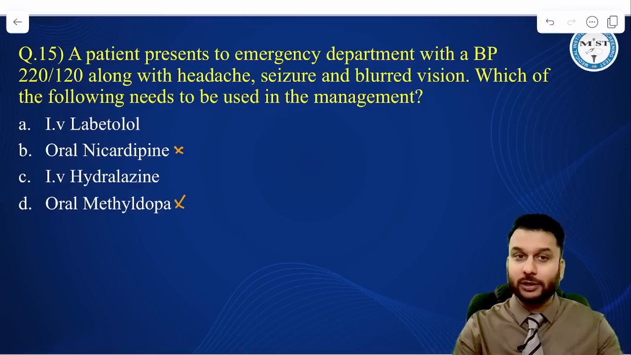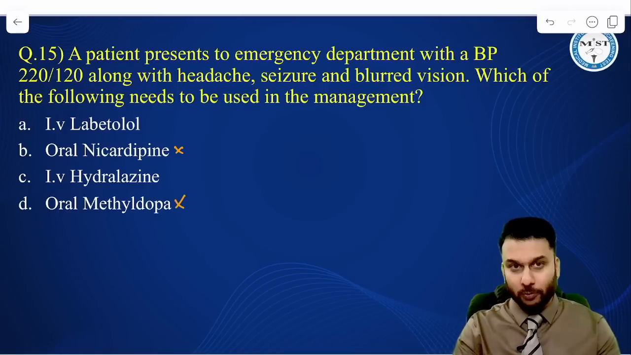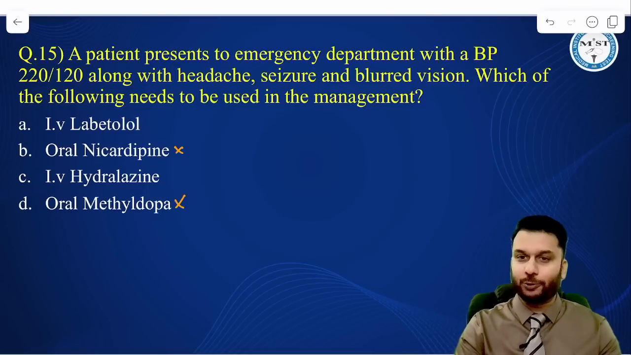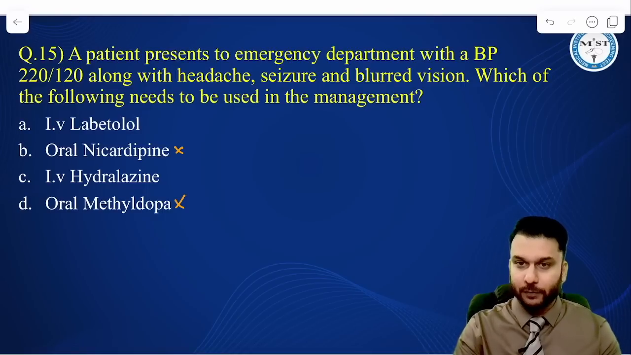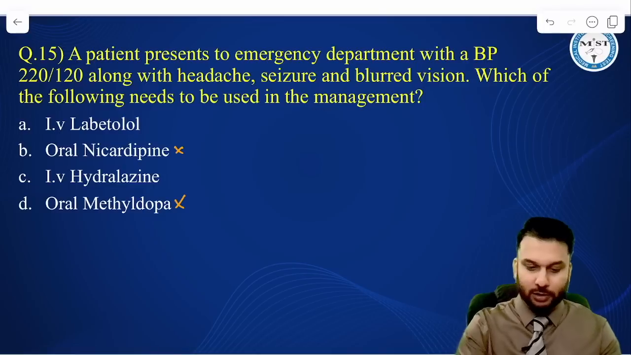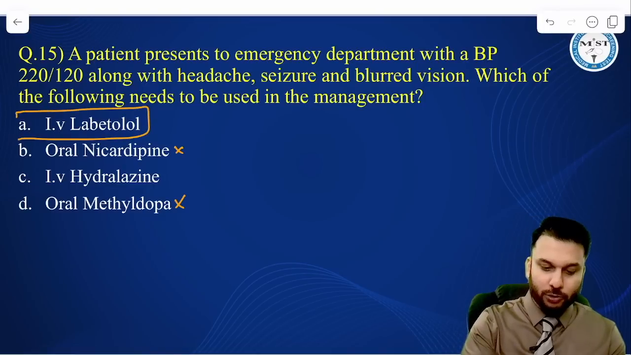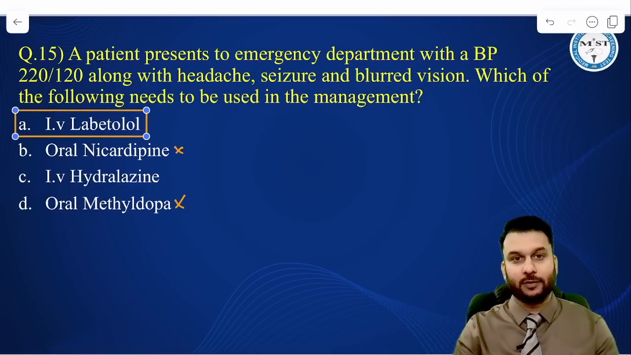But a better drug is always labetalol. If the pregnancy word was mentioned, I would close my eyes and choose IV labetalol. But even if it was not mentioned, in my opinion, you all should have marked this as the answer.